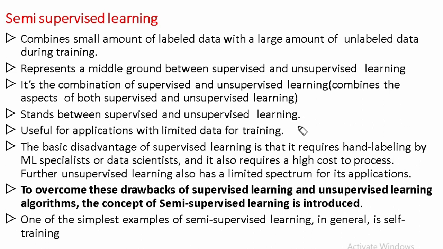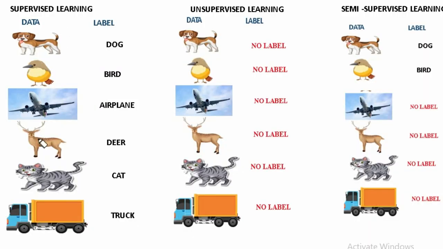Now, to clearly understand this concept, I'll give you an example. In supervised learning, the input data I am supplying to the model have labels. Whereas in unsupervised learning, all data are unlabeled. Now let us check semi-supervised learning. In semi-supervised learning, few examples are labeled and a large number of examples are unlabeled. Such kind of learning is called semi-supervised learning.